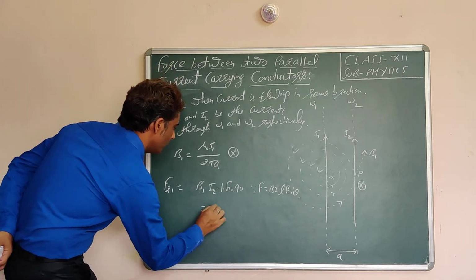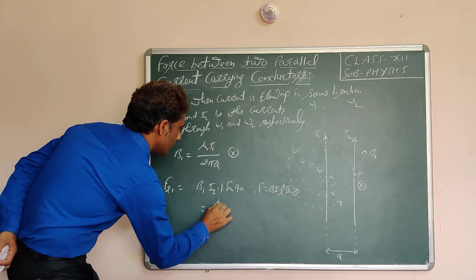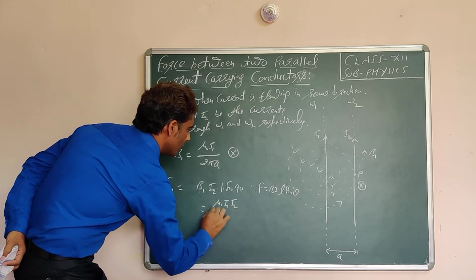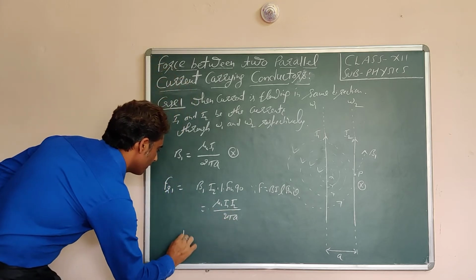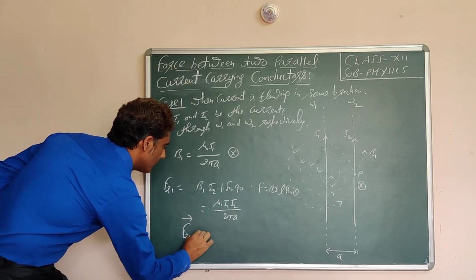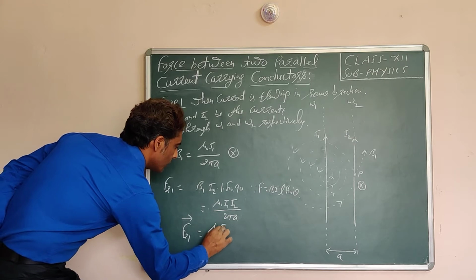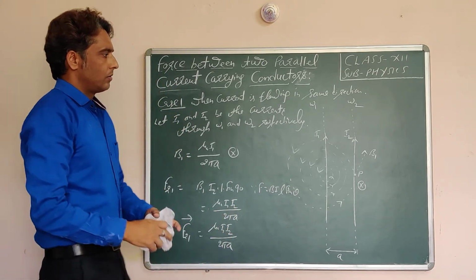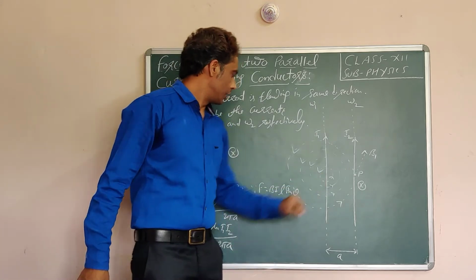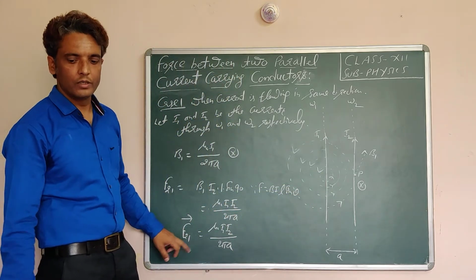This is equal to mu naught I1 I2 over 2 pi A. If I write it in vector form, then F21 is equal to mu naught I1 I2 over 2 pi A. Now, what is the direction of this force F21?